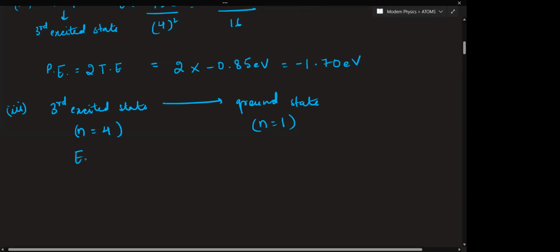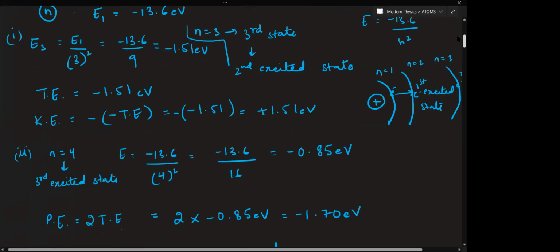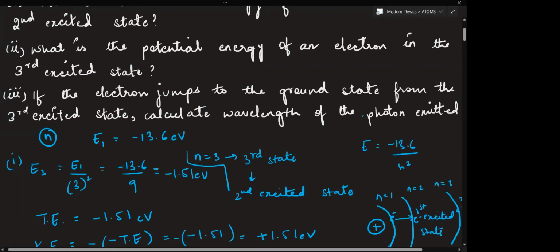So see, E4 we have already calculated, that is minus 0.85 electron volt, and E1, the first level, is also already given in the question, and we know the value, that is minus 13.6 electron volt. So we have to find out the wavelength of the emitted photon. The question is asking us to calculate the wavelength of the photon emitted.